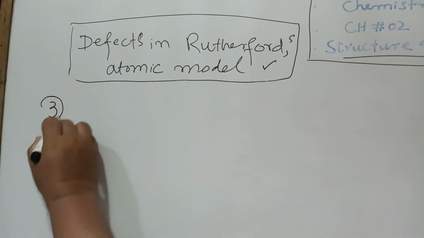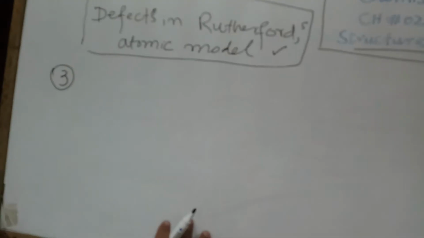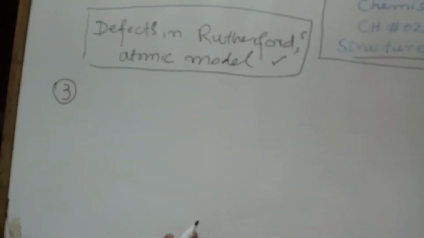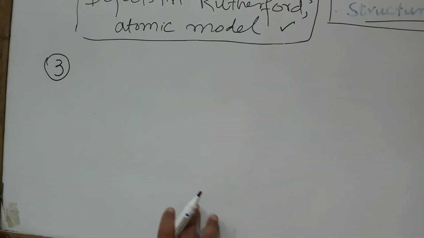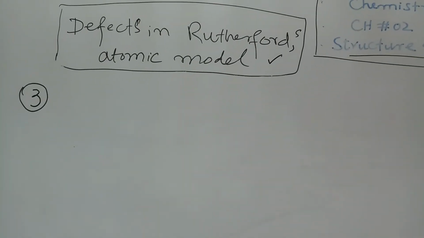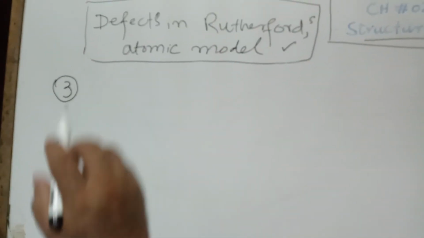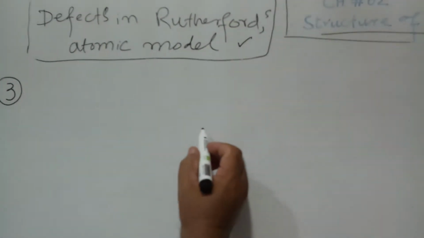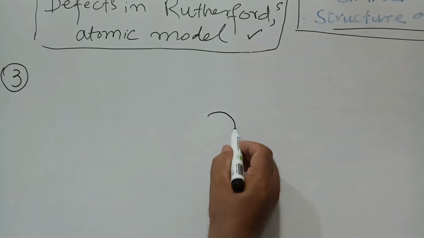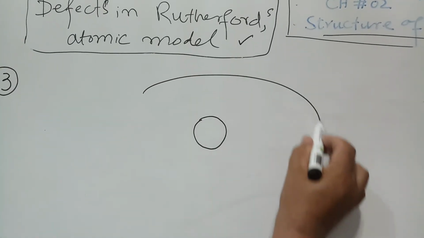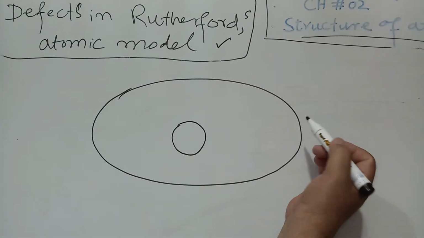Dear students, in your book just two drawbacks of the Rutherford atomic model are given, but I am going to discuss another one. Please listen carefully and also write it in your paper. Now I am going to discuss the third drawback of the Rutherford atomic model. Actually, Rutherford said that electrons revolve around the nucleus just like the planets revolve around the sun.